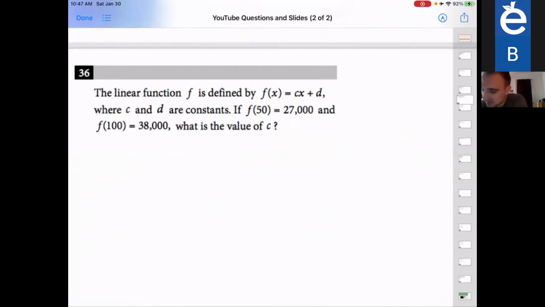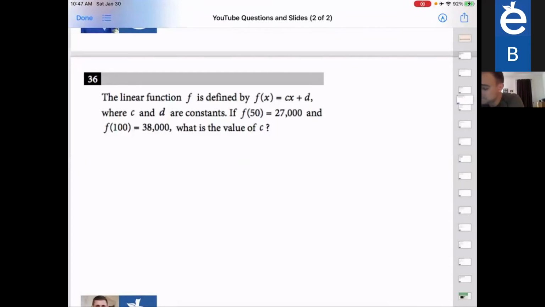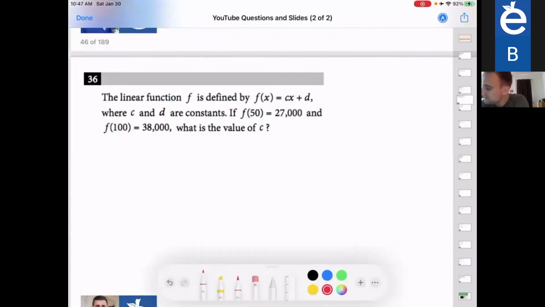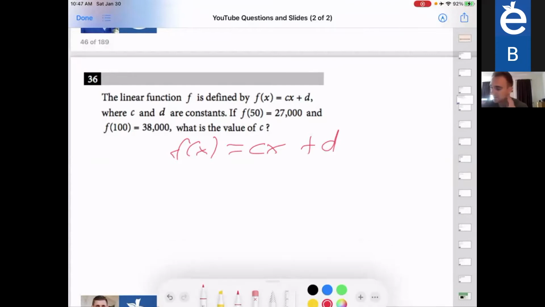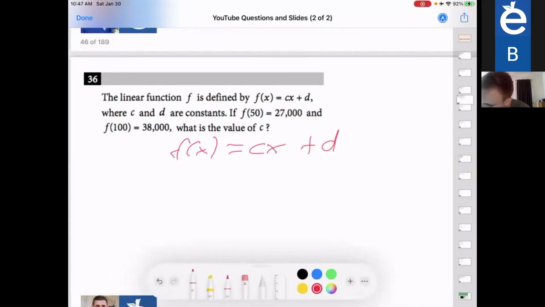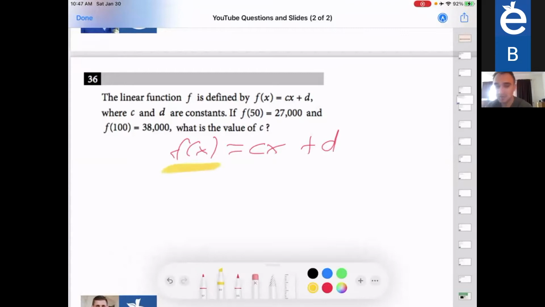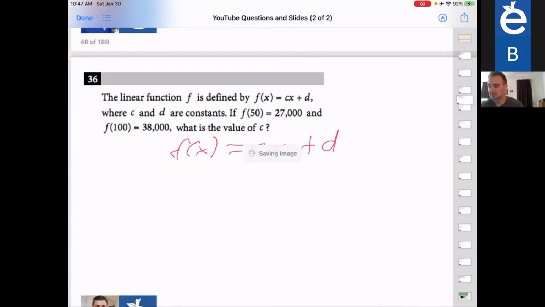Let's think about this here. Linear function defined by f of x is equal to cx plus d. And remember, it's written a little bit differently than our normal y is equal to mx plus b, but this term over here on the left, f of x, is really just holding the place of a normal y. And we can see this c here is just holding the place of a normal m, a normal value of the slope.